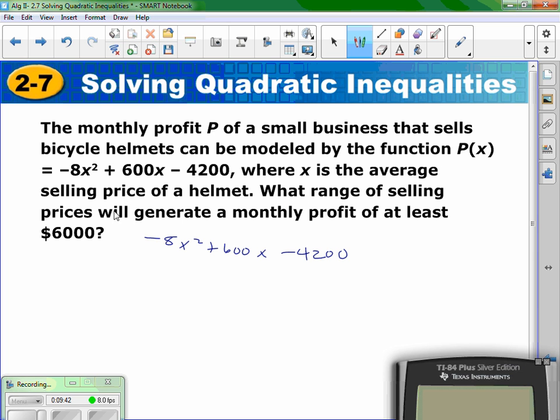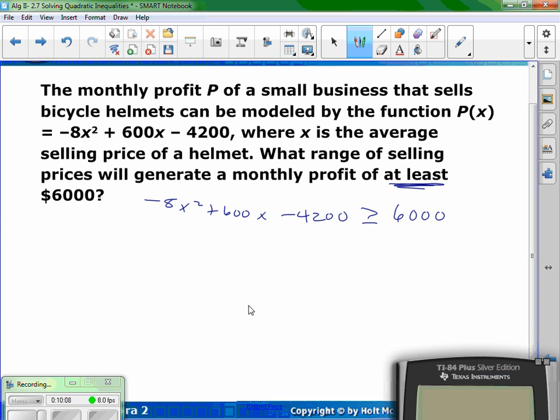All right, what range of selling price will generate a monthly profit of at least? If I said you had at least $5, are you going to have more than or less than? You're going to have more than. And at least means you could have that number. So it's greater than or equal to how much money? 6,000. That's the hardest part. The only time you start caring about that negative a is when you actually go to find out is it and or.